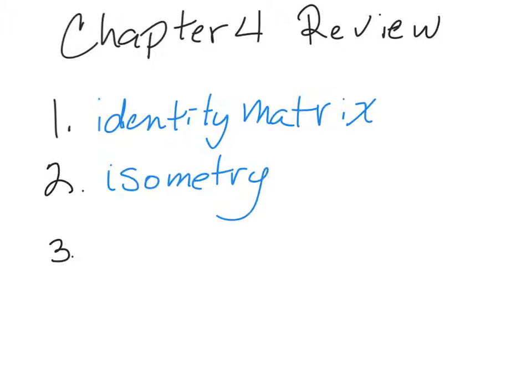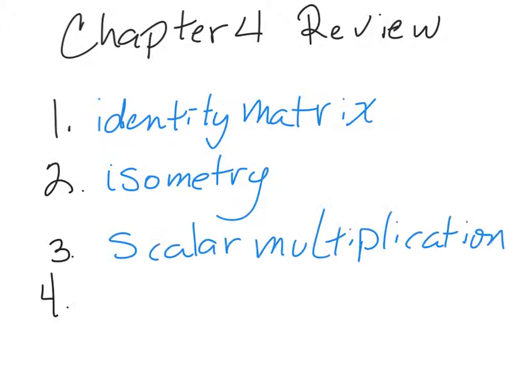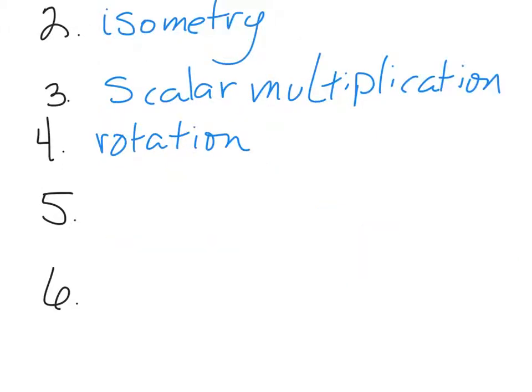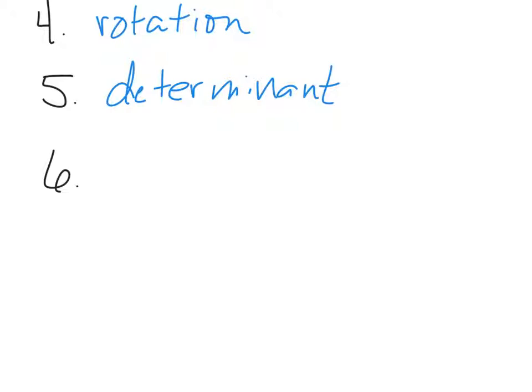Three, process of multiplying by a constant, yes, scalar multiplication. Blank is when a figure is moved around a center point, that's rotation. 5, yeah, when we do the product of the south minus the product of the north is the determinant. In a blank, the product of the coefficient matrix and the variable matrix is equal to the constant matrix.